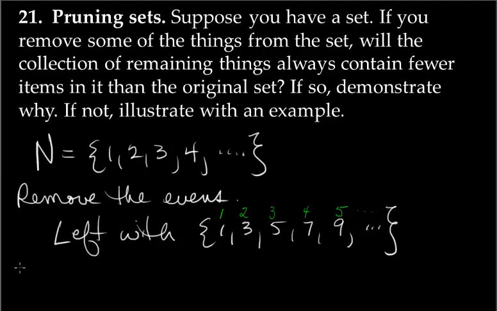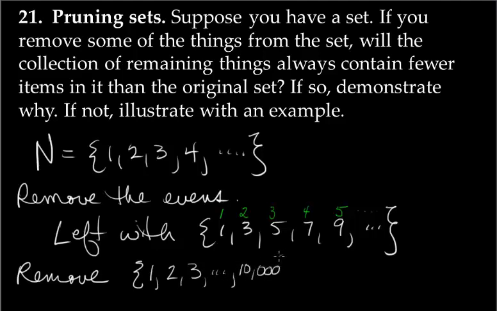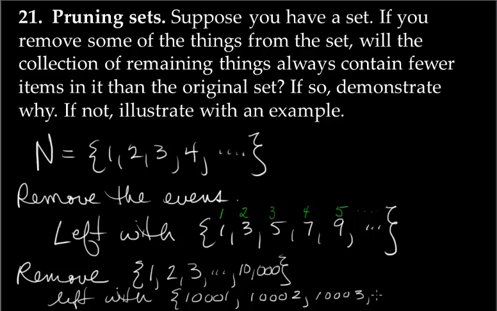How about another example? Let's remove this set of numbers, 1, 2, 3 up to 10,000. So we're taking out 10,000 numbers, but then we are left with 10,001, 10,002, 10,003, and so on. Again, an infinite set that can be listed.